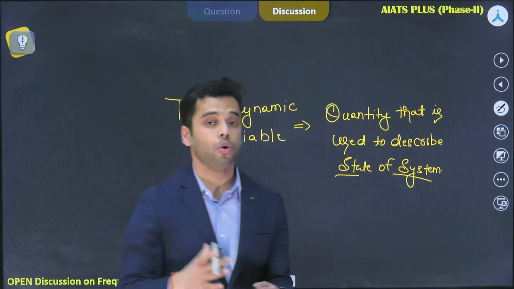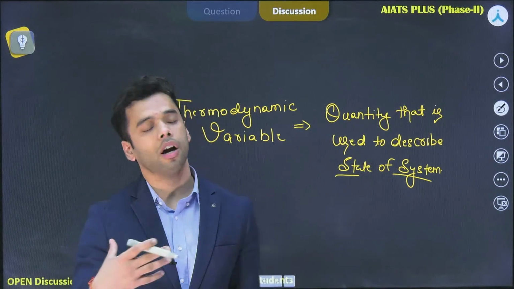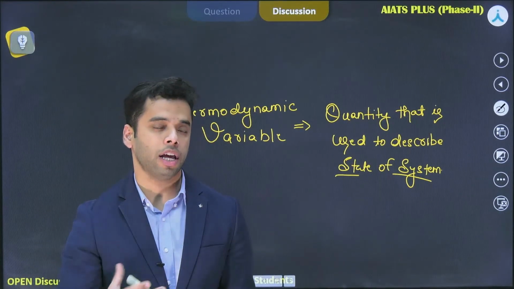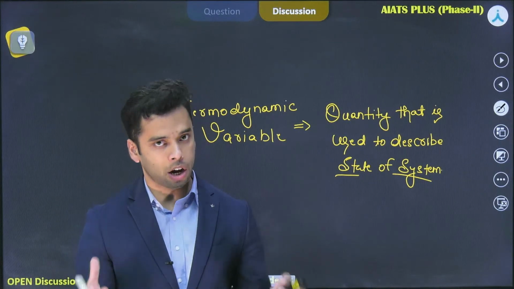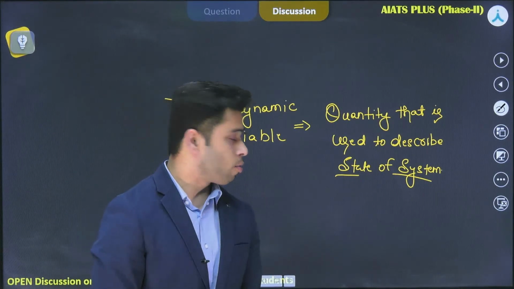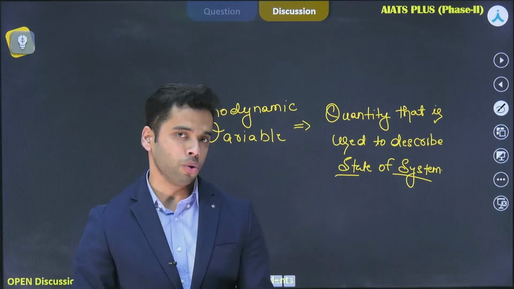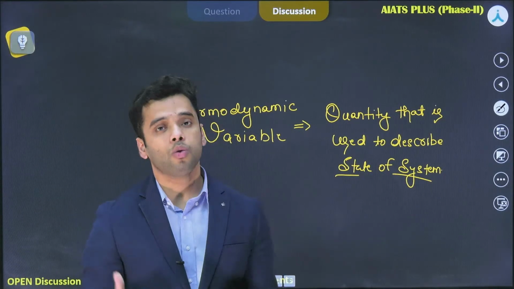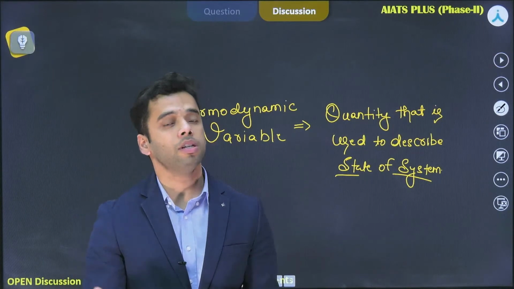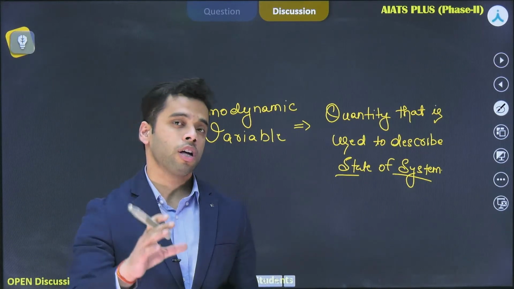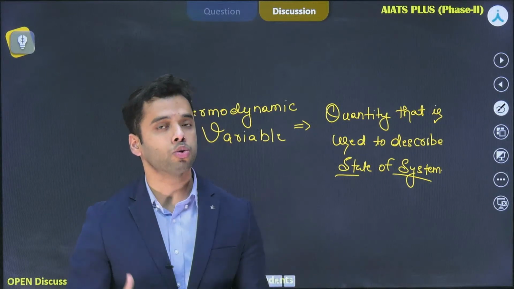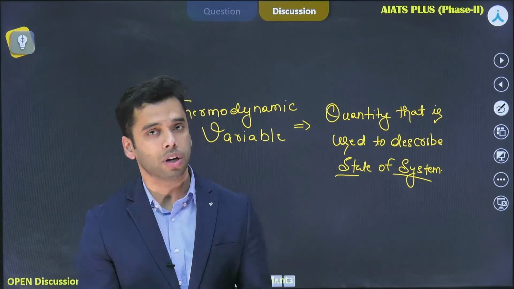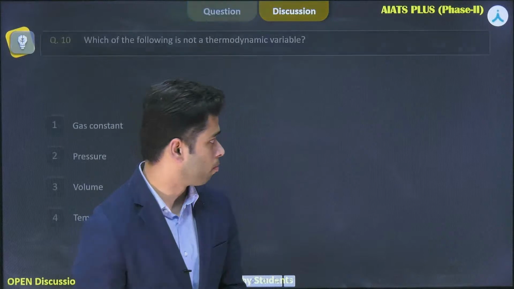I hope you know what is the meaning of system? Anything which is under consideration, anything on which we are focusing our attention is known as system. And state, I hope you know what is the meaning of state. So what is a thermodynamic variable? Quantities that are used to describe the state of the system, right? So thermodynamic state को describe करने के लिए, उसको identify करने के लिए आप जिन variables का use करते हैं उसको बोलते हैं thermodynamic variable.